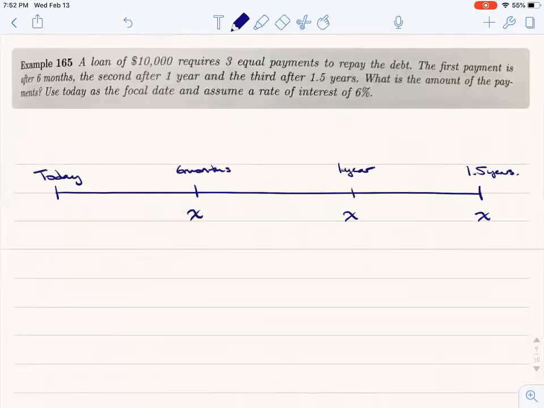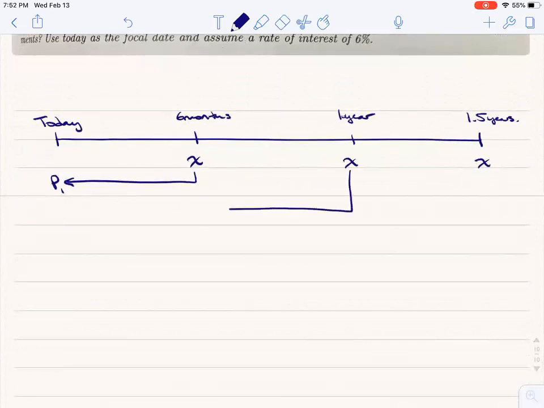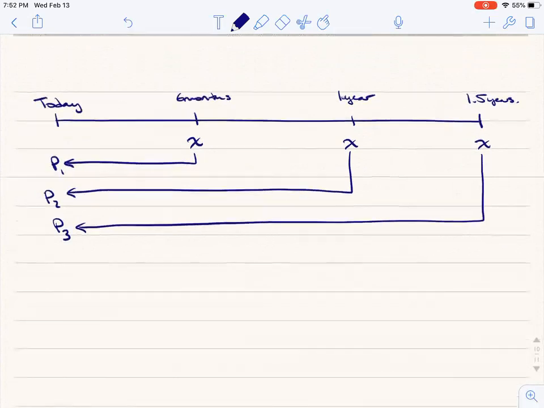And so what we've got is that this first X is going to map back to some present value 1. Second X is going to map back to some present value 2. And third X, same deal, present value 3. Remembering that these are all paying off a loan for $10,000.